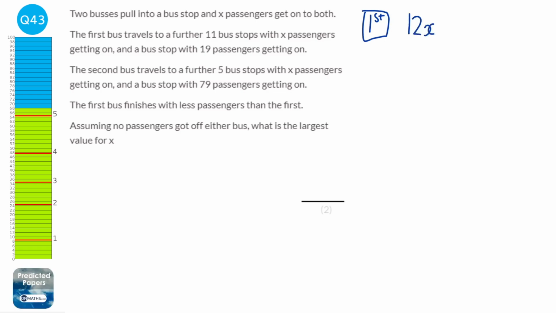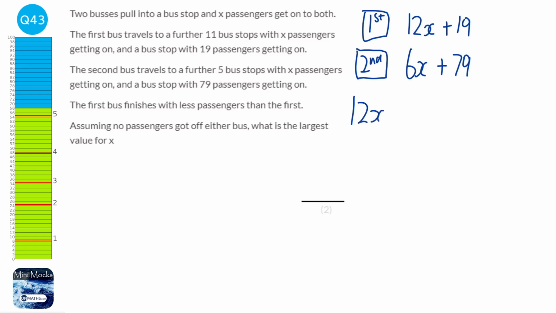And then on the last bus stop, 19 passengers get on. So plus 19. Now for the second bus, well, we start with X and a further 5X come on, because 5 bus stops with X passengers. So that's 6X altogether. And then 79 get on. And it says the first bus finishes with less passengers than the second. And the way we show that is with this inequality here.